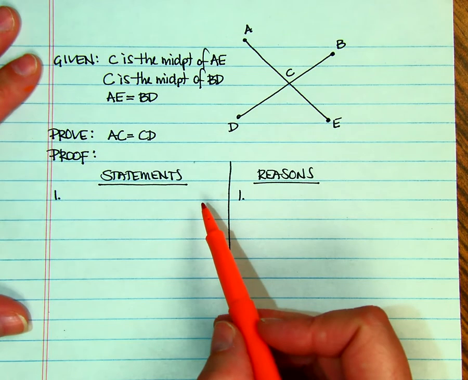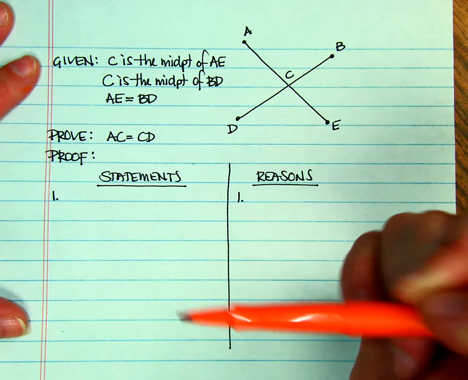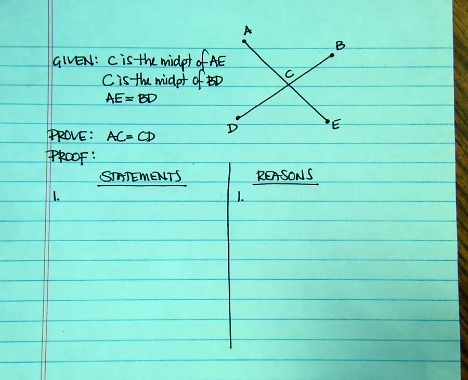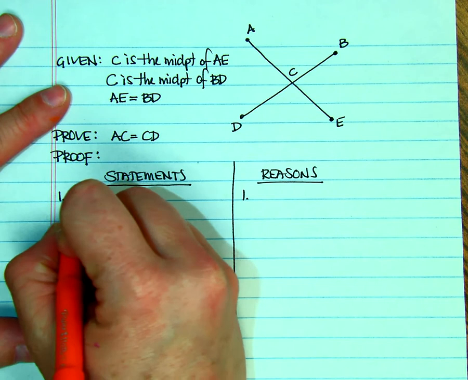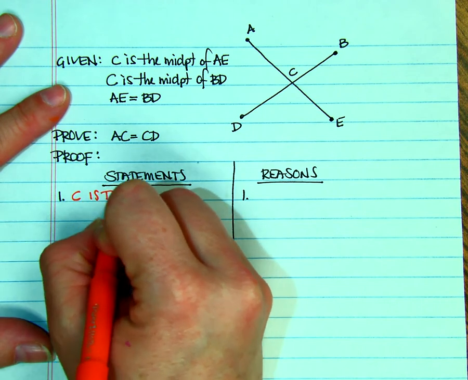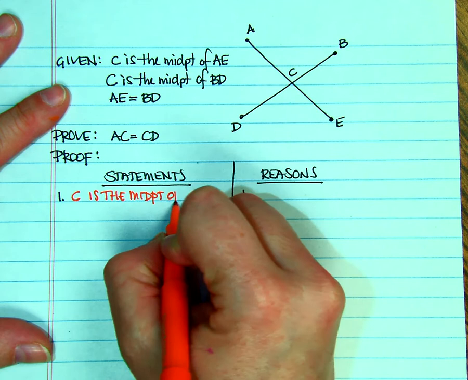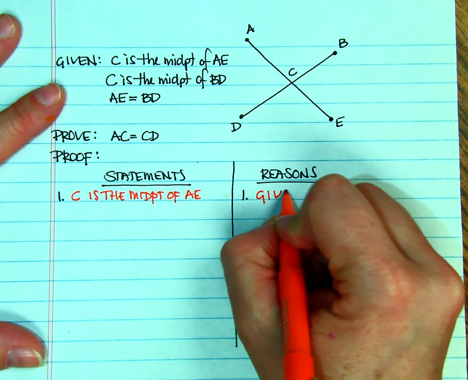So like I had mentioned previously, if I have 3 pieces of given, I do not want to see all 3 pieces tucked into the first statement. I want to use one for as far as I can go and then introduce the next one. So I have C is the midpoint of AE. The reason is given.